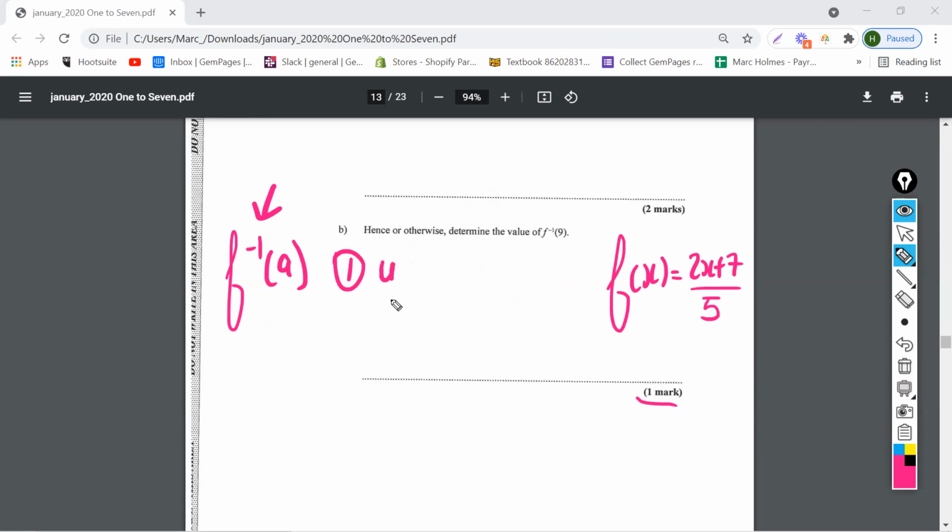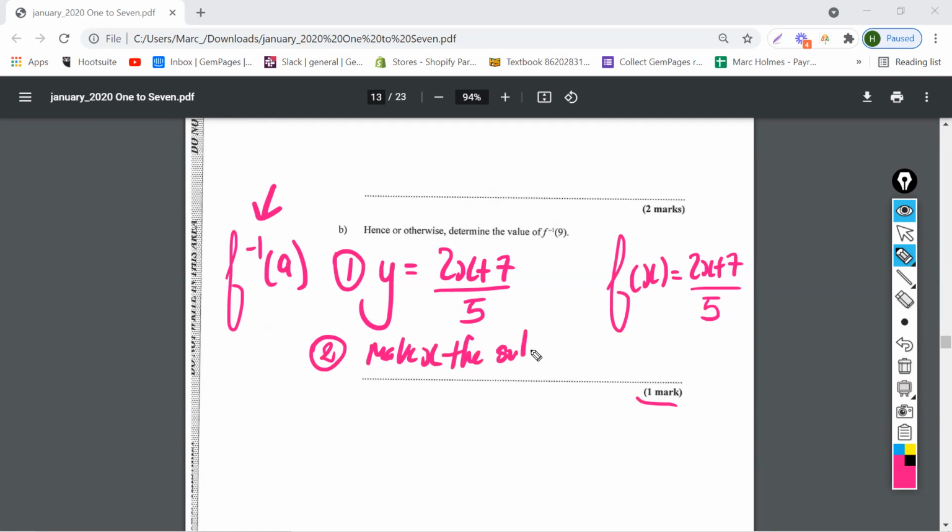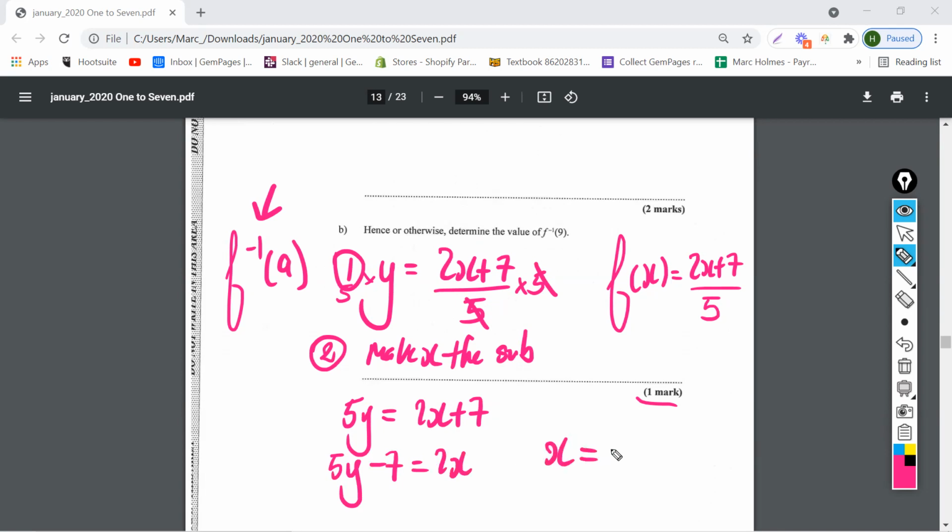Step 1, let y be equal to f of x. So y is equal to 2x plus 7 over 5. Step 2, make x a subject. So we need to multiply both sides by 5. We're going to get 5y is equal to 2x plus 7. Then 5y minus 7 is equal to 2x, and x is equal to 5y minus 7 over 2.